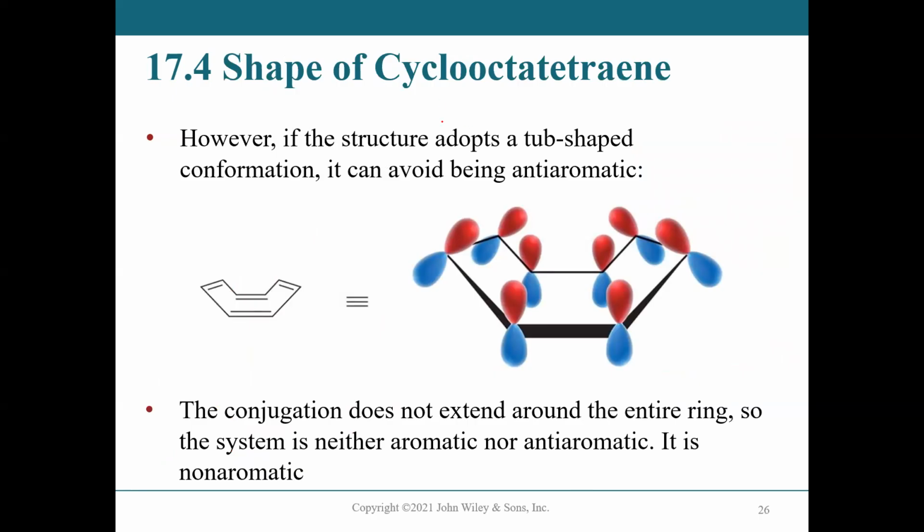But it says, however, if the structure adopts a tube-shaped conformation, it can avoid being anti-aromatic. So the conjugation does not extend around the entire ring. So you see, it doesn't extend around the entire ring. So the system is neither aromatic nor anti-aromatic. It is non-aromatic. Well, then in this case, when we had some non-bonding, then it was non-aromatic. So we can't assume that either.